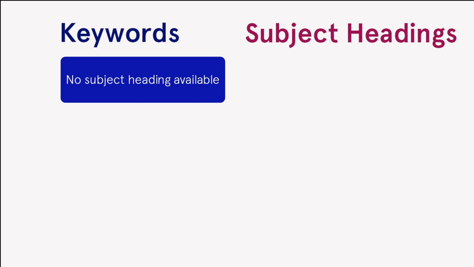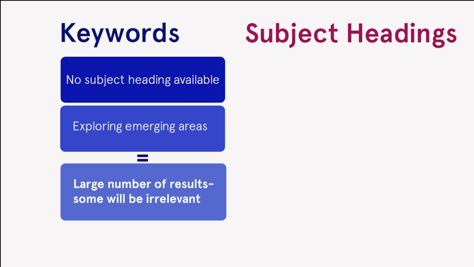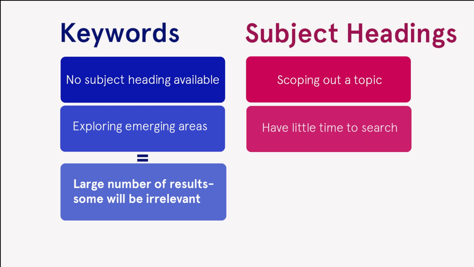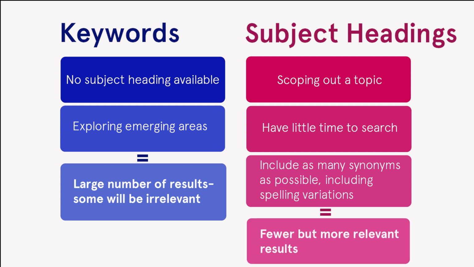Keywords are useful when there is no subject heading available for your concept and you're exploring emerging areas of research. Searching with keywords will give you many results, some of which may be irrelevant. Subject headings are useful when you're scoping out a topic or you have limited time to search and you want to include as many synonyms as possible, including international spelling variations. Searching with subject headings will find fewer but more relevant results.